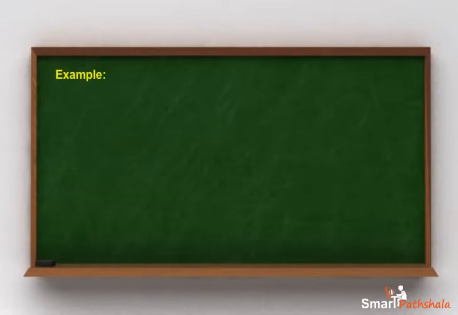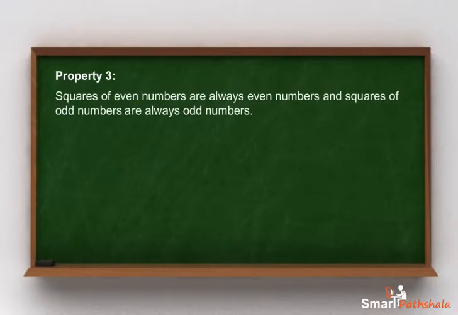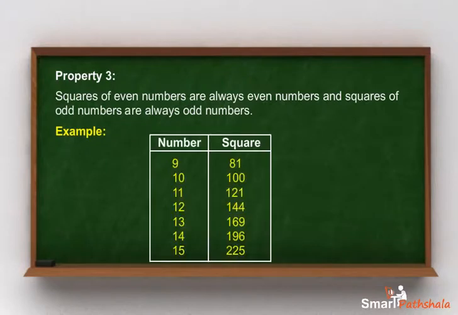Example: 100, 400, 6250000. Property 3. Squares of even numbers are always even numbers and squares of odd numbers are always odd numbers. Example: number 9, square 81.